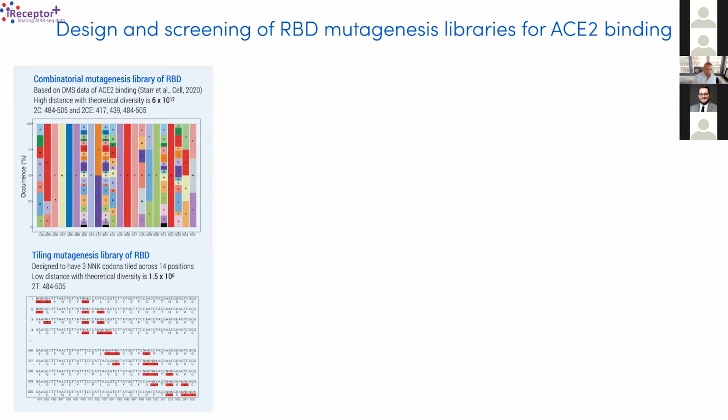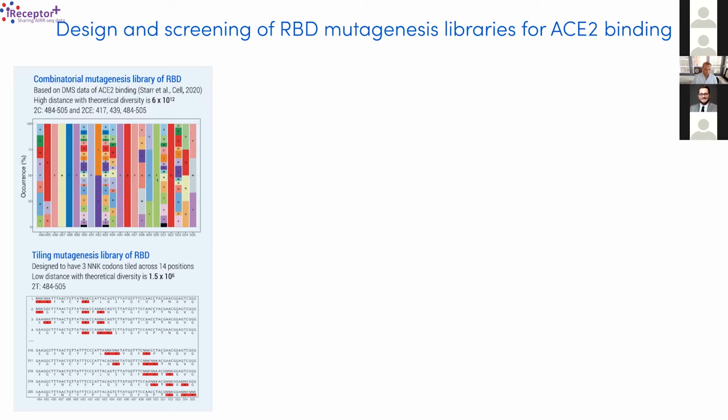And so some of these positions remain fixed because we know from the DMS data that if you make a mutation, for example, in position 486, either the RBD just cannot express anymore or it has no ability to bind to ACE2. So we figured that it's better to be conservative in those areas rather than putting mutations, which of course would de-enrich your library for any kind of binding or expression.